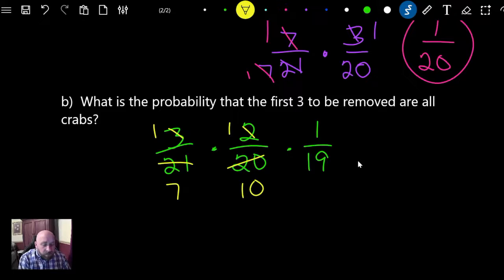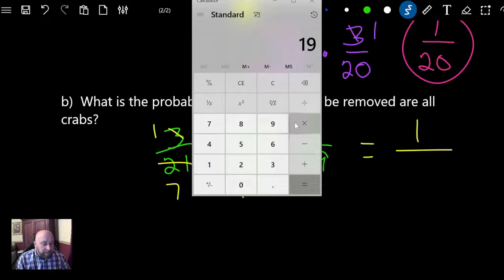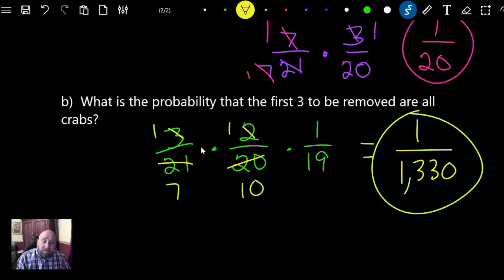And so we have 1 times 1 times 1. That's going to equal 1. And in the bottom, we have 7 times 10. That's 70 times 19. I don't know, 19 times 70 equals 1,330. So that's not a very good chance of that happening right there.